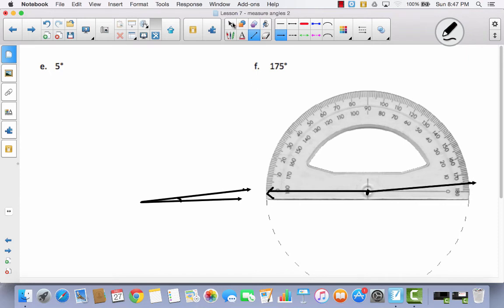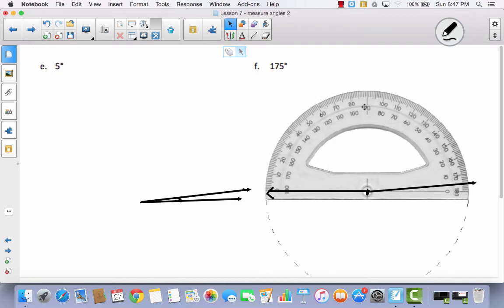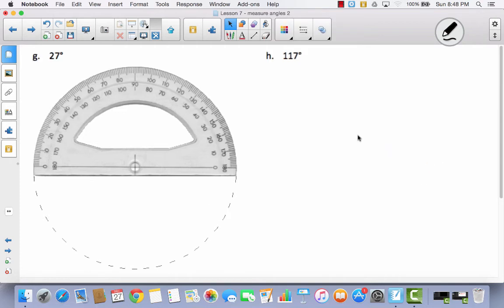Okay, and then recheck it. Put your protractor back on there and see if it is indeed 175 degrees, and you can see that it is. And now I'm going to use my pencil to draw the arc. So again, this is almost a straight line, because if you remember, a straight line is 180 degrees, and this is almost 180 degrees. All right, so now we're going to do 27 degrees.